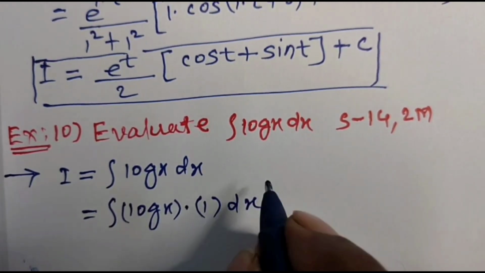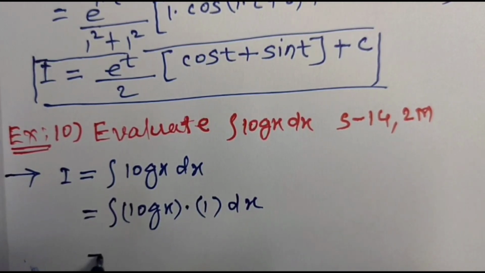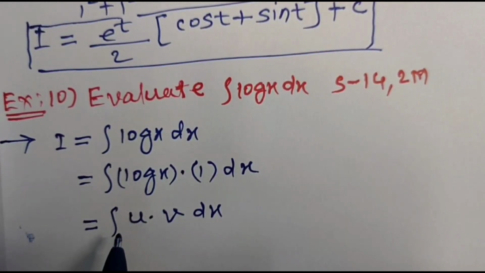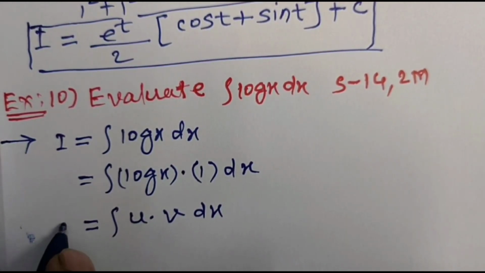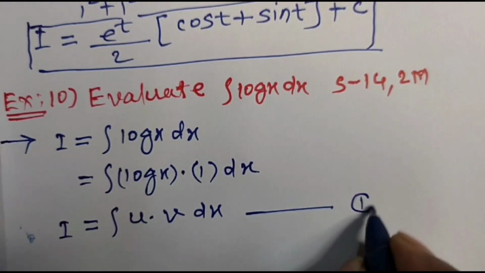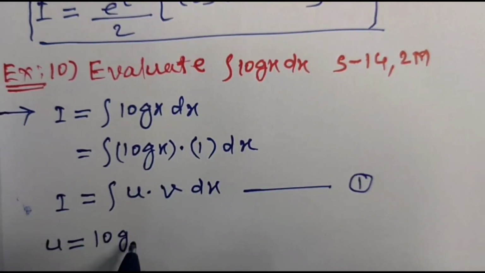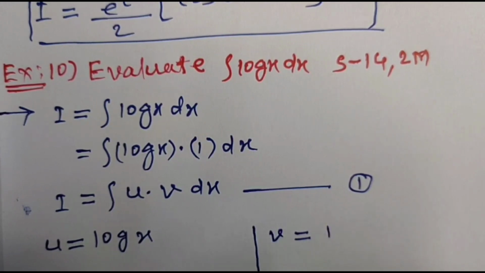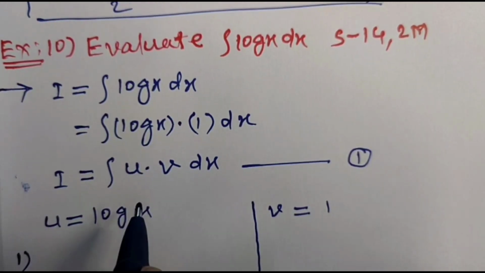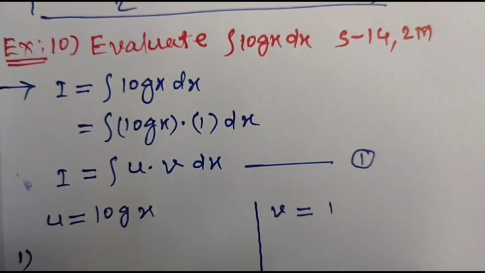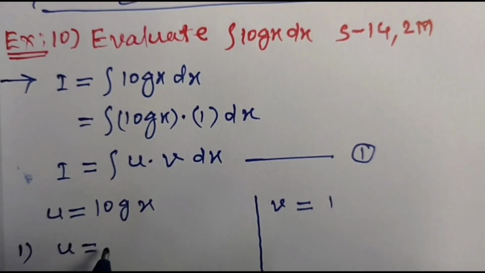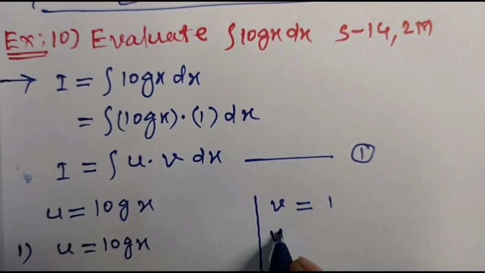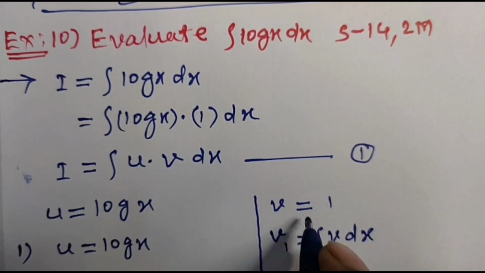And you know the formula, what is that formula? First of all, compare this with integral u into v dx. Comparing, here we will get u, this is I, suppose this is number 1. U is log x and v is 1 only. We want the first term for the integral value of this. U is equal to log x. And now here find v1. v1 is nothing but integral of v with respect to x. But v is 1.